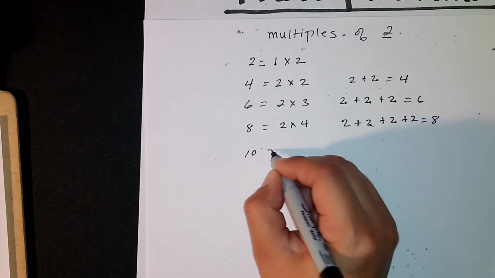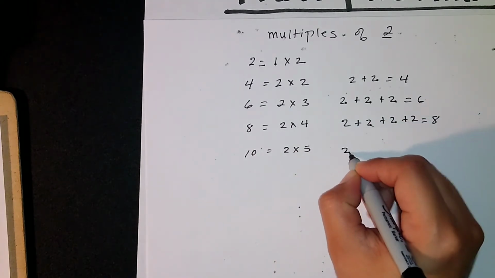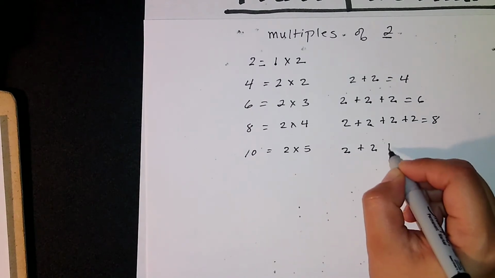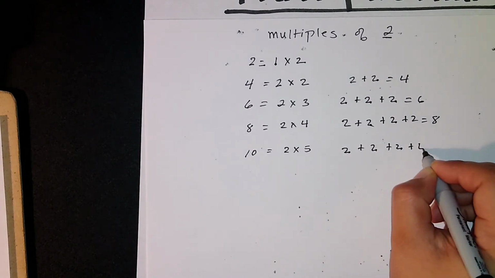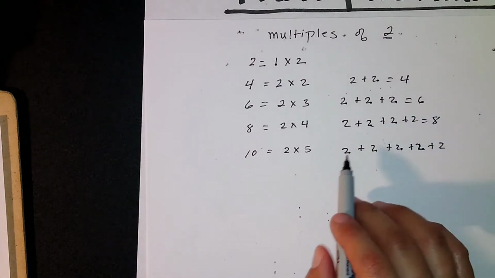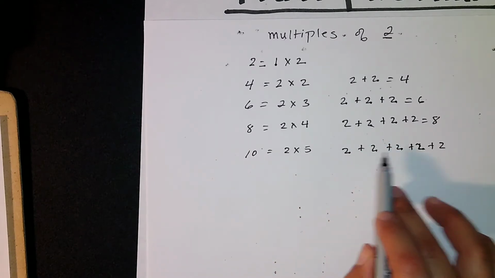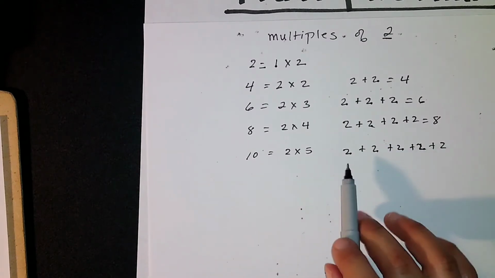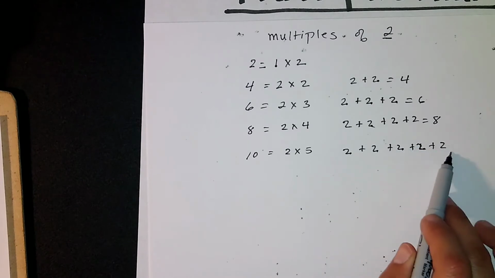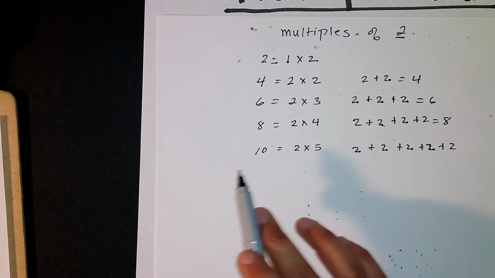10. We have 2 times 5. 2 plus 2 plus 2 plus 2 plus 2. We notice here we have a 5. 2 times 5. 1, 2, 3, 4, 5. 2, 4, 6, 8, 10. 2 times 5 is 10.